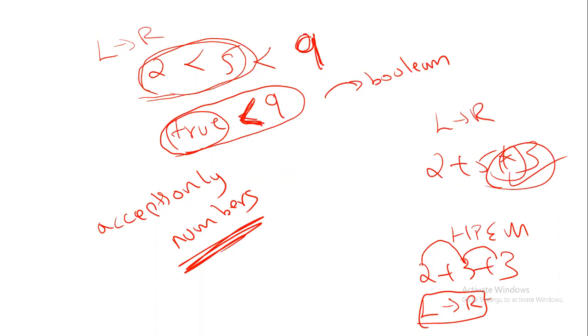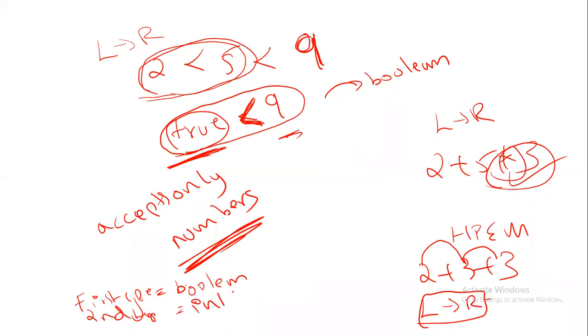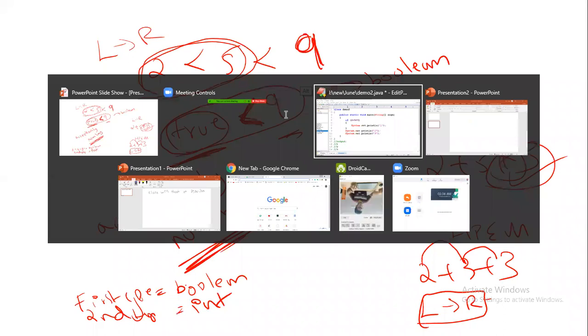See, what is the first type? Don't you think the first type is Boolean here? What is the second type? The second type is integer, so it will tell int. What error message will it tell? Let's see. Watch here, I will compile. When I compile, what's the error message? Okay, let's see. It is telling, bad operand types.